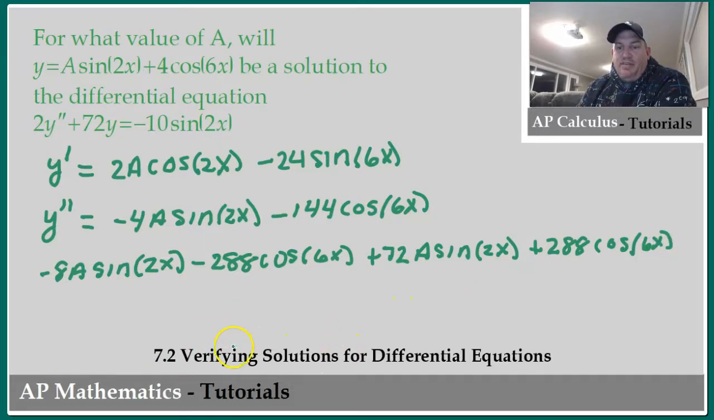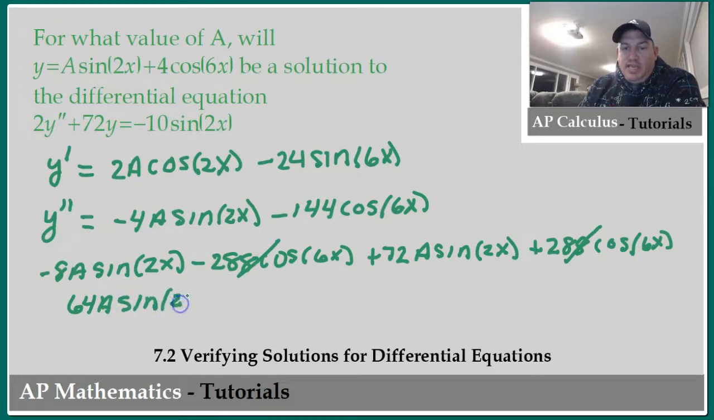So I'm going to clean that up before we move on any further. We'll cancel out these two terms. And then I'll combine my other two terms. And it looks like I'm going to have a 64a sine 2x. And that's going to be equal to my right-hand side, which conveniently also has a sine of 2x, negative 10 sine 2x.